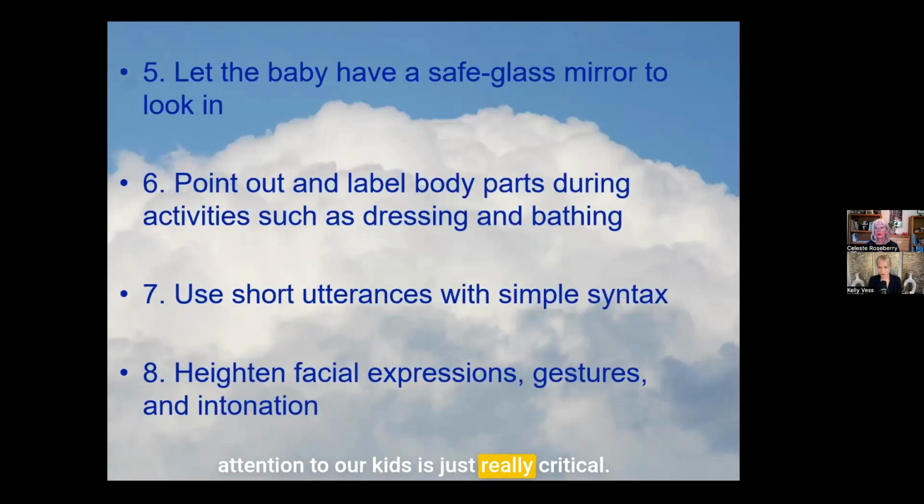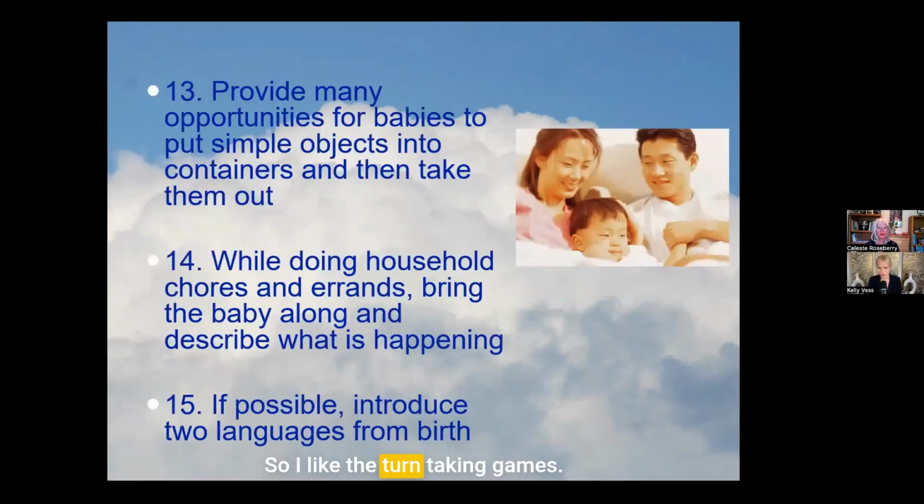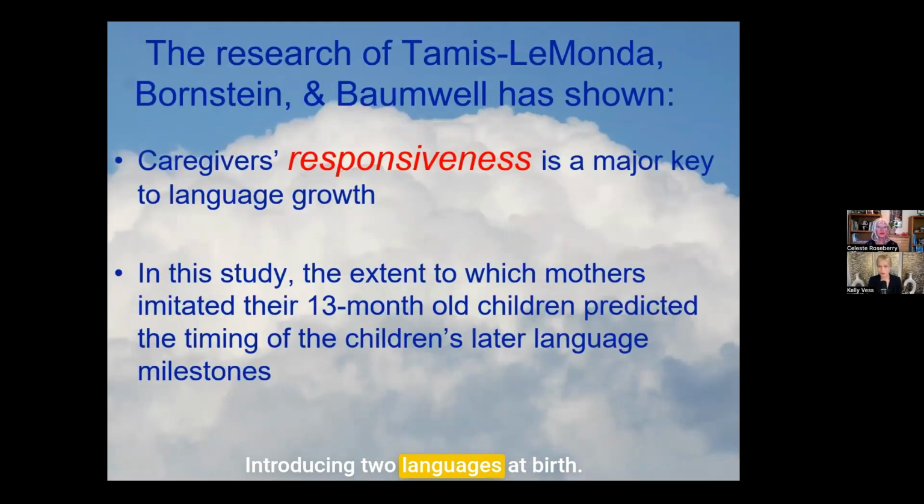It's just really critical. The baby can look in a glass mirror. We can label body parts, heighten our facial expression. Turn-taking games are really important for setting the foundation of joint attention. So I like the turn-taking games. And then putting objects in and out of containers is good. Introducing two languages at birth.